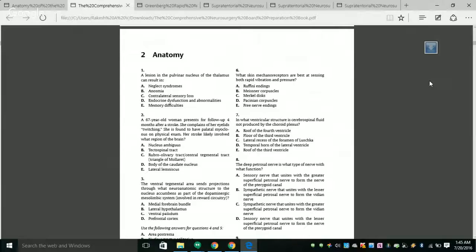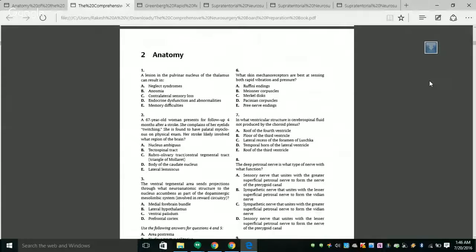So going through the first question in neuroanatomy: a lesion in the pulvinar nucleus of the thalamus can result in A. Neglect syndromes, B. Anosmia, C. Contralateral sensory loss, D. Endocrine dysfunction and abnormalities, E. Memory difficulties. The thalamus has various nuclei, in fact separated by the laminar, and they are asking here, if there is a lesion in the pulvinar nucleus of the thalamus, what does it result in?